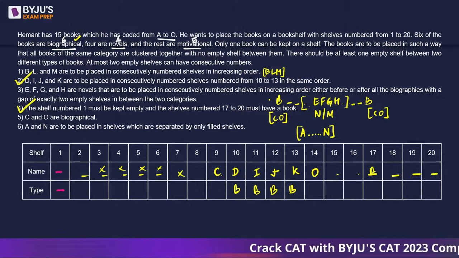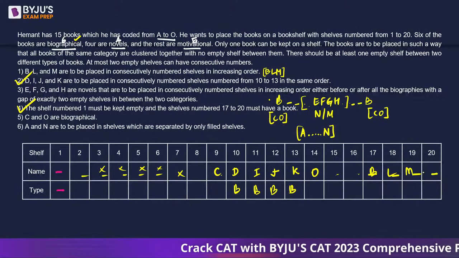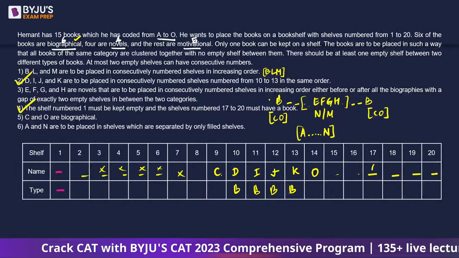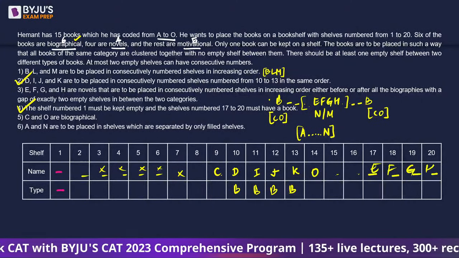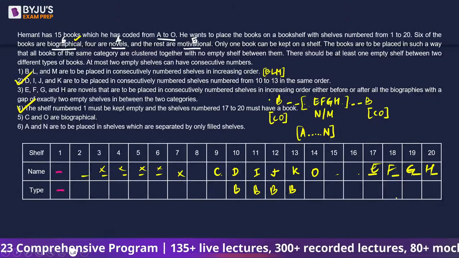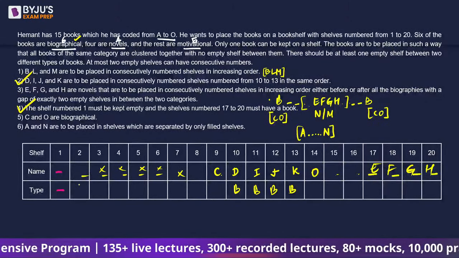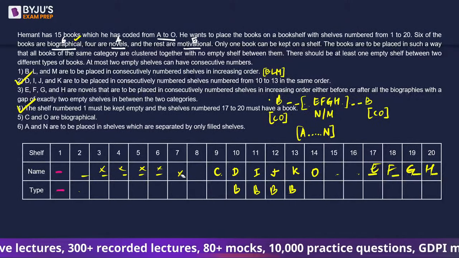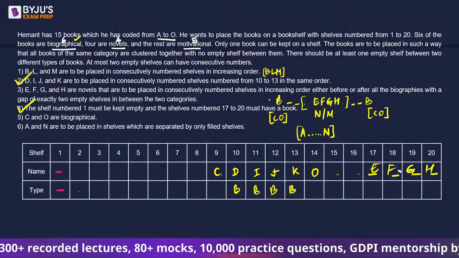We will be putting B, L, M and N here. Sorry, we are going to put E, F, G, H here. Right? We can have A and N at the beginning. So this is another possibility. Okay. Let's look at the cases.